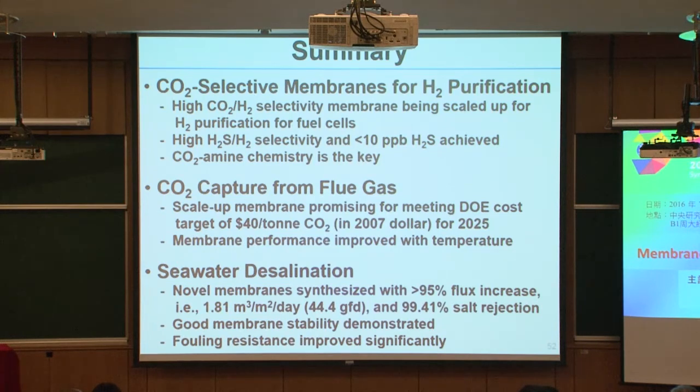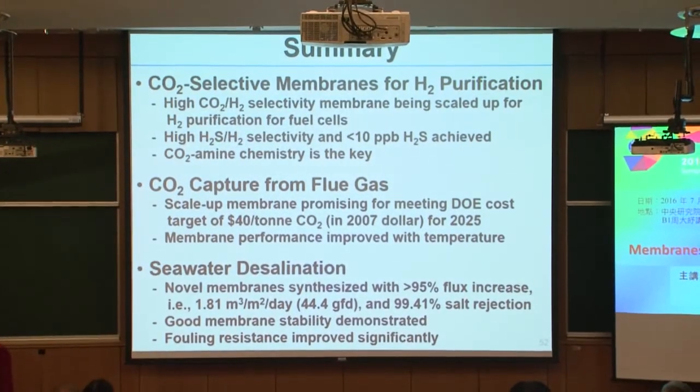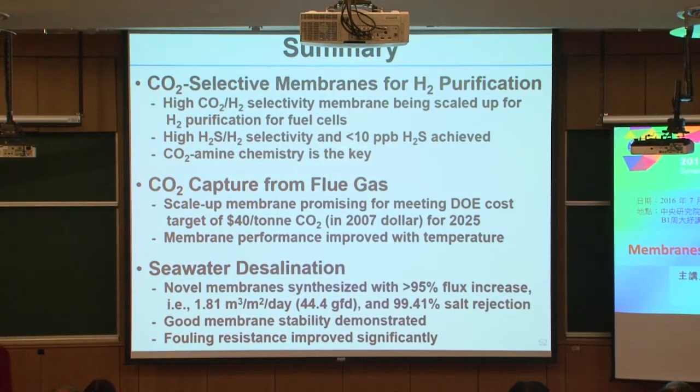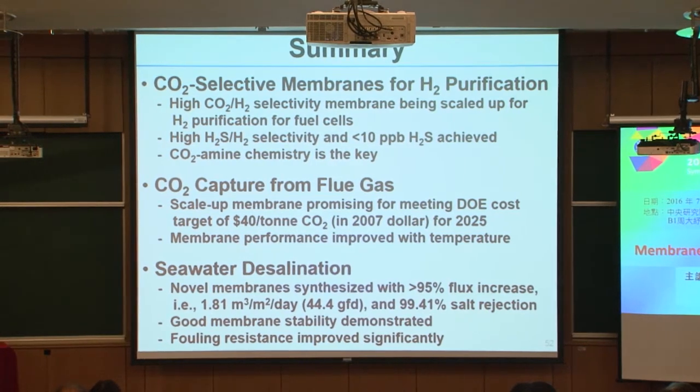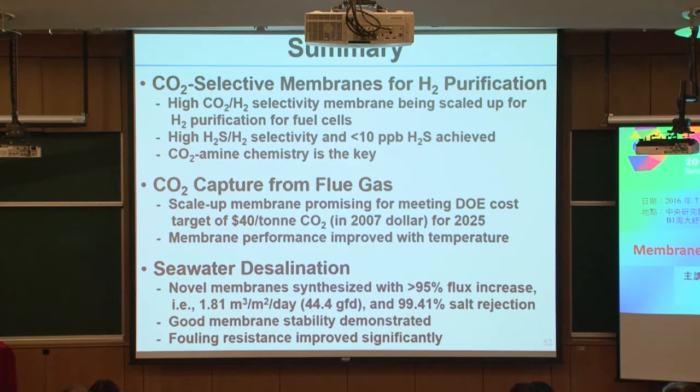In summary, on a CO2 selective membrane for hydrogen purification, we have a synthesized membrane with pretty high CO2/hydrogen selectivity, greater than 200, and also a high hydrogen sulfide/hydrogen selectivity. We can get hydrogen sulfide down to less than 10 parts per billion. The next step we can use is the water-gas shift reaction, which I do not have the time to talk about here, but we have done that.